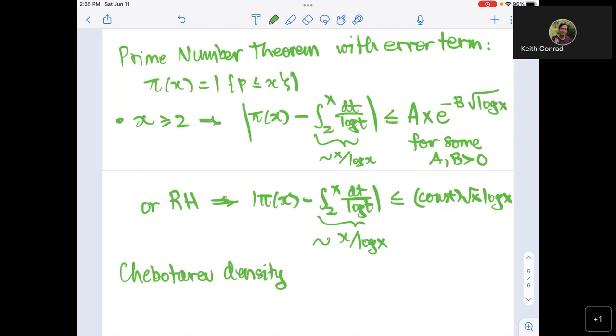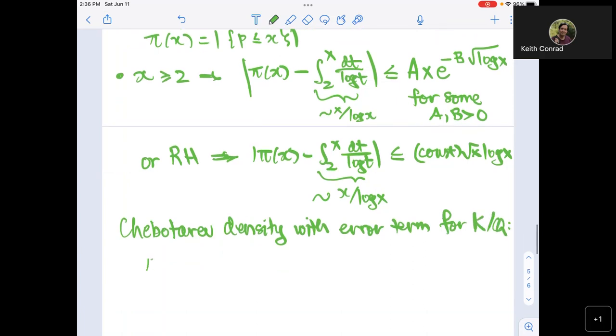The work by Lagarias, Odlyzko and Serre dealt with the general Galois extension of number fields, but all the ideas can be seen in Chebotarev density with error term for, let's say, a Galois extension of Q. So we'll write pi sub C of x for the number of primes up to x whose Frobenius conjugacy class in the Galois group is that conjugacy class. Ignore the finitely many primes where it doesn't make sense.